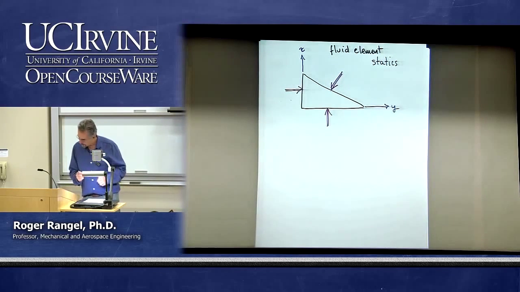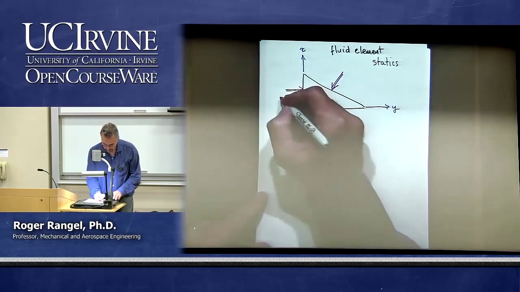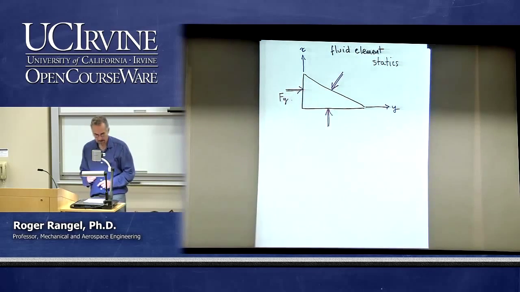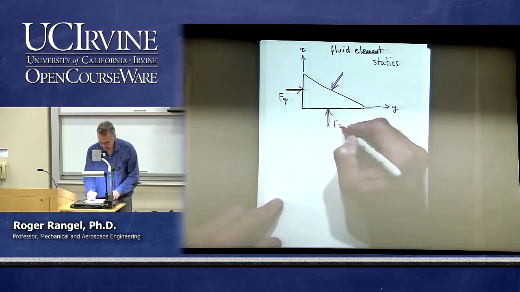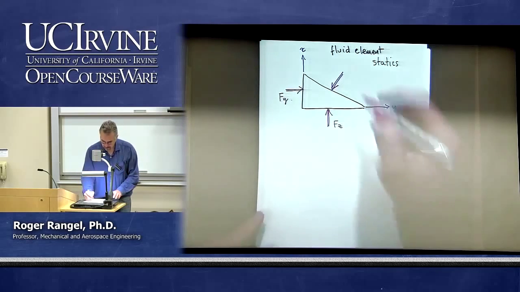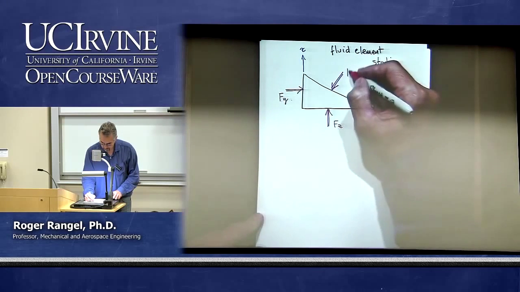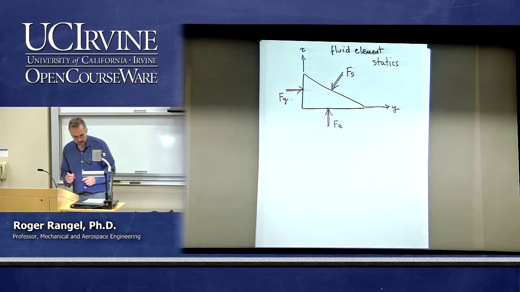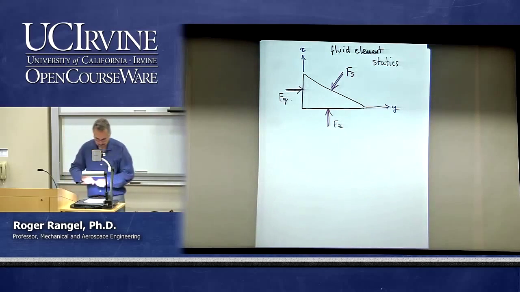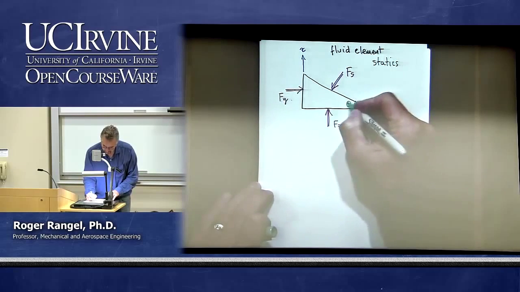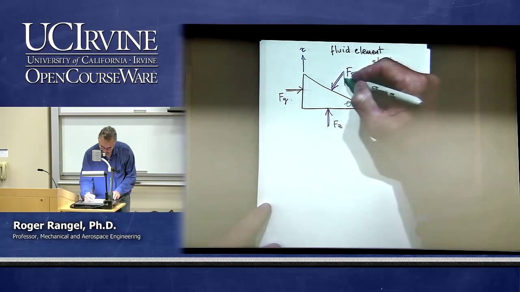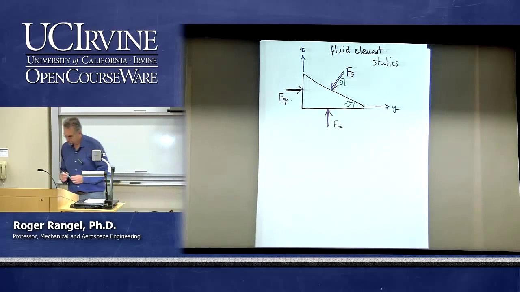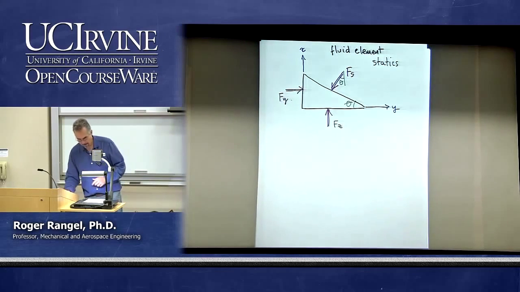So what are all of these? Let's give them names. Let's call this one F sub y, because it's in the y direction. Let's call that F sub z. And this generic one at an angle, we're going to call F sub s. Let's denote the angle here, call it theta, the angle of that wedge. And of course, that angle is also here. All right, so let's do a force balance.